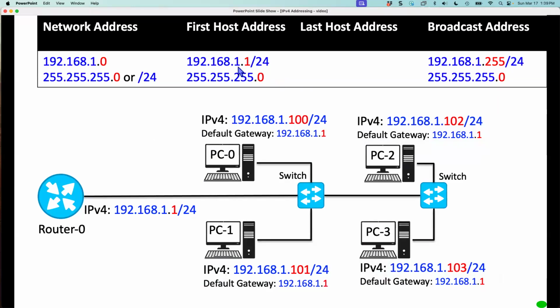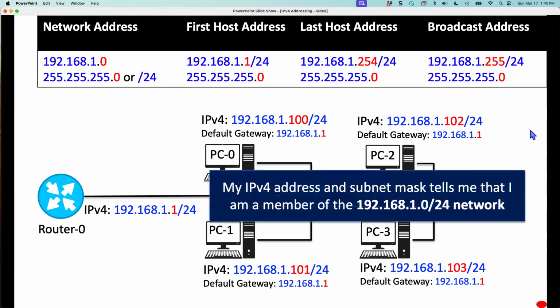Well, the first host would be 192.168.1.1. Most commonly we assign that to the router. The last host address would be 1 less than the broadcast. So you notice this is 1 more than the network address, and this is 1 less than the broadcast. This is our range of host addresses that we can assign. So any devices that have this IP address and subnet mask know that they can reach each other directly from their NIC card to the NIC card of that other device.